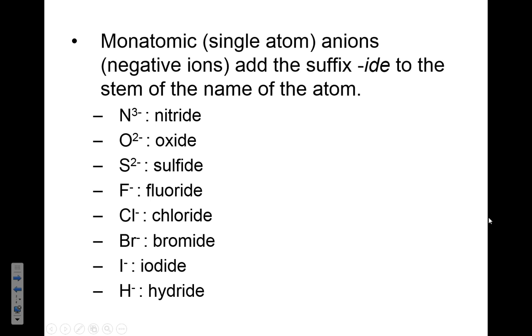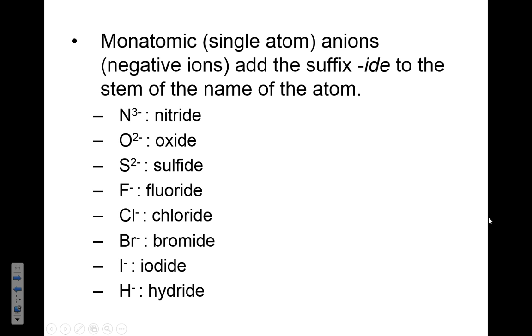Nitrogen is 3 away from neon. It's going to gain 3. Gain 3 negatives, that's N3 minus. Oxygen is 2 away from neon, so O2 minus. Fluorine is 1 away, so F minus. And notice all of our halogens, fluorine, chlorine, bromine, iodine, are all -1. That's because they're all 1 away from the nearest noble gas. So look at and use your periodic table, and these are all very, very, very easy.